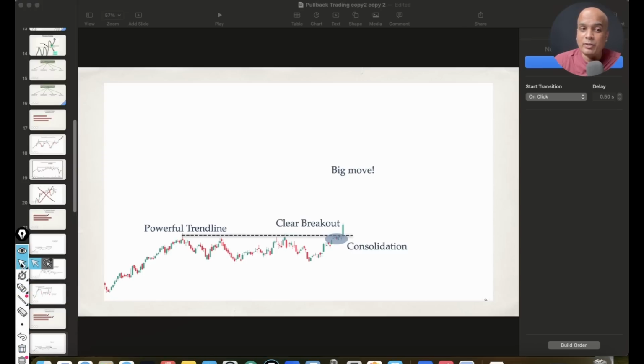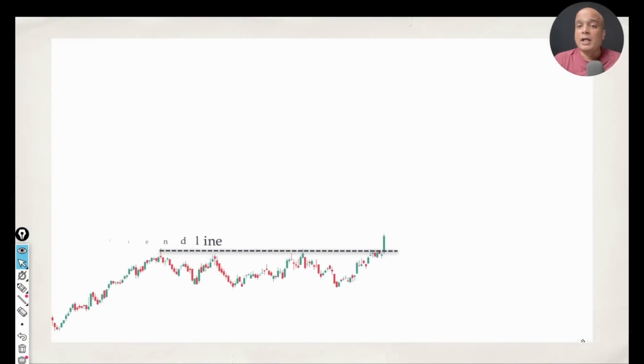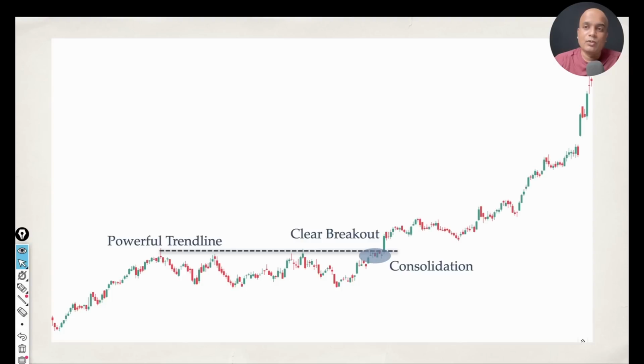This is very, very important, friends. See, now this consolidation is very important. This is one simple example. After the consolidation, price moves on the upside.